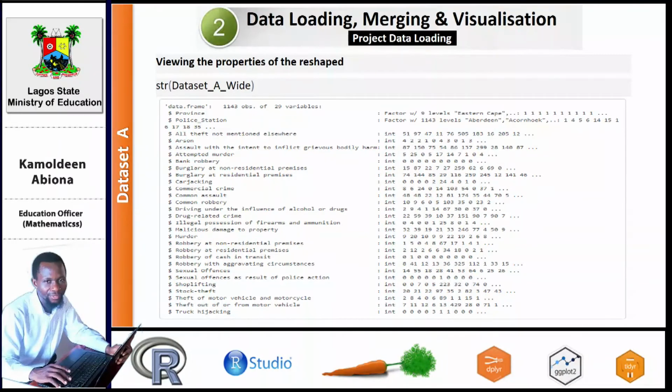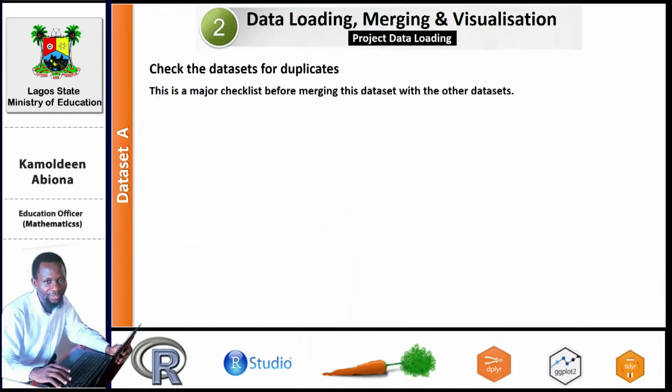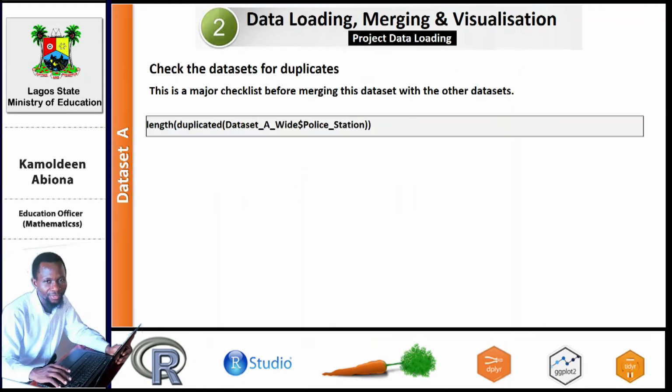The next thing is I want to see whether what we have done has been done correctly. Let's see whether there's any duplicate information. Maybe information about a police station has been duplicated. In order to do that in our RStudio, we use the keyword as shown there. So the code will now be length duplicated dataset A wide by police station. We want to view whether the police station aspect has been duplicated.